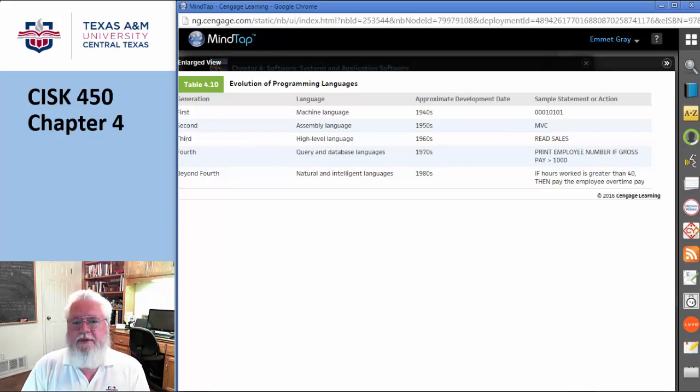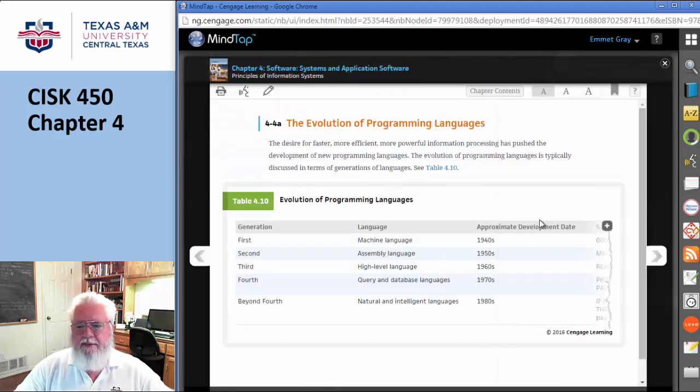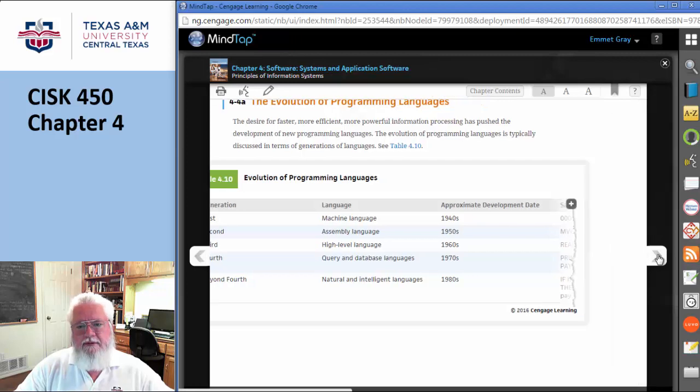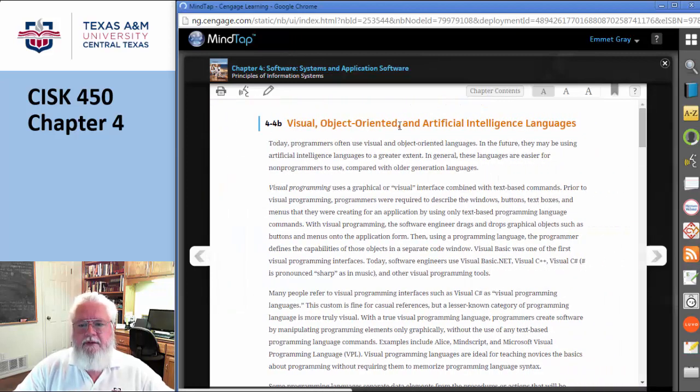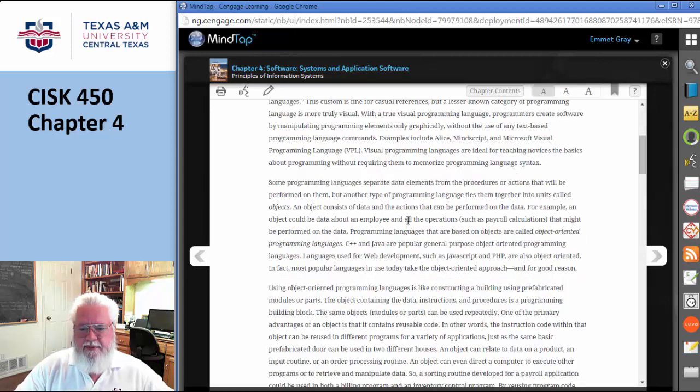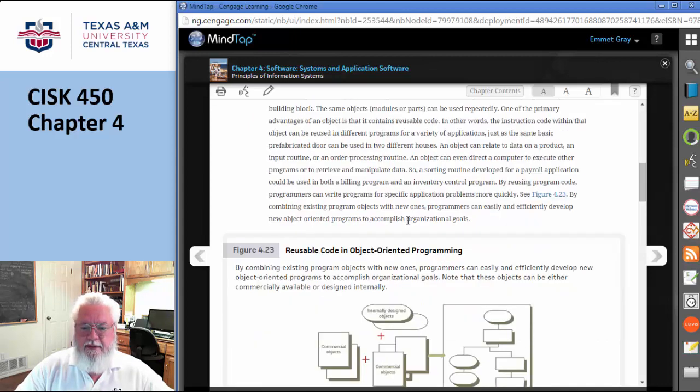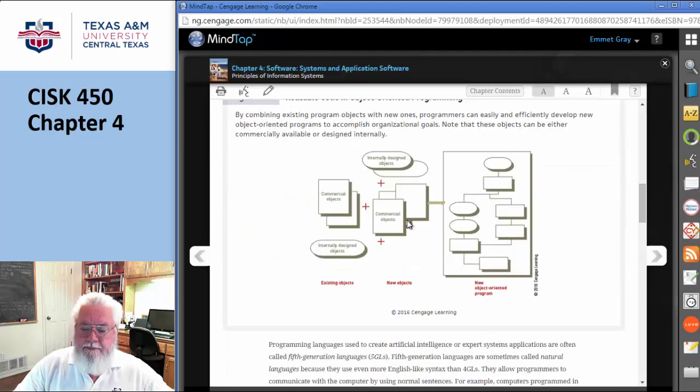Continuing on page 197, we're talking about the evolution of programming languages and how this last category is a little hokey, but it's okay. It's good enough. One of the things that we need to talk about is object-oriented programming. This is a term that's kind of thrown about, but let me just describe it a little bit. Their little diagram doesn't do it any good. What this really means is object-oriented programming is designed to make reusable parts.